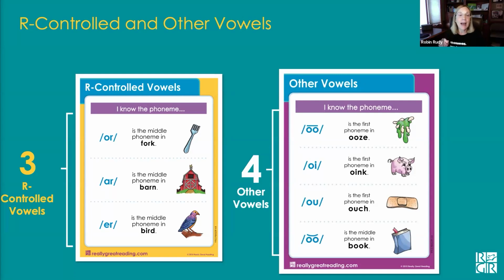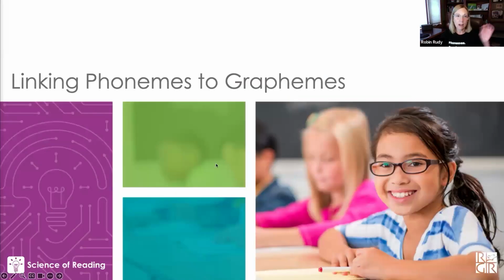Oi. Ow is the first phoneme in ouch, so we just pretend that we have a little Band-Aid on the edge of our hand, and we go ow. And then oo is like reading a book, so we just take our hands, we open it, book. Awesome. Okay, so those are our vowel phonemes.